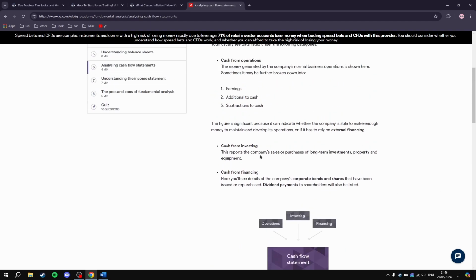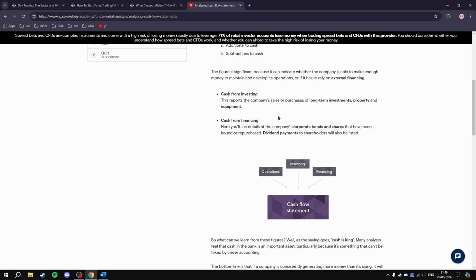Then we've got cash from investing. This reports the company's sales or purchases of long-term investments, property and equipment. Cash from financing, so this details the company's corporate bonds and shares that have been issued or repurchased. Dividend payments to shareholders will also be listed here.